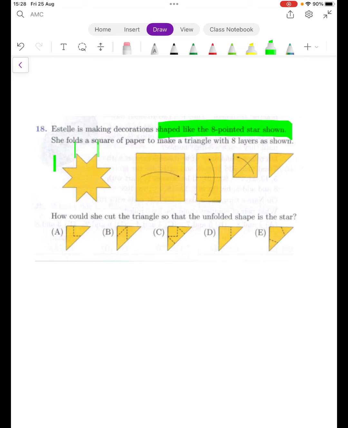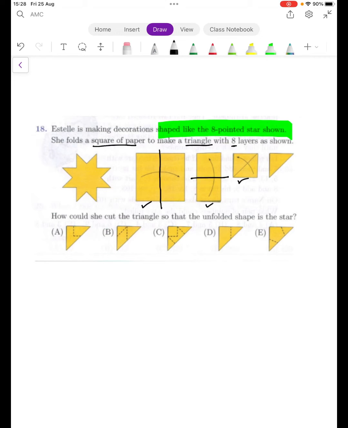Estelle is making decorations shaped like the 8-pointed stars. So you can see the 8-pointed stars here. She's trying to make this 8-pointed star by cutting a square piece of paper. She folds a square piece of paper to make a triangle with 8 layers as shown. So we can see that she starts from here.